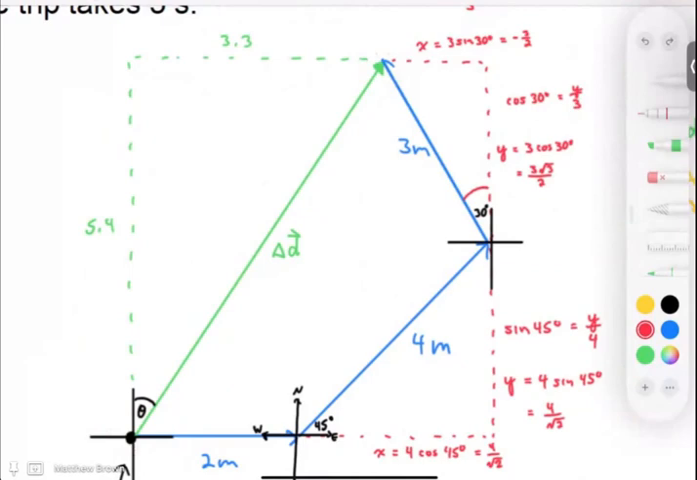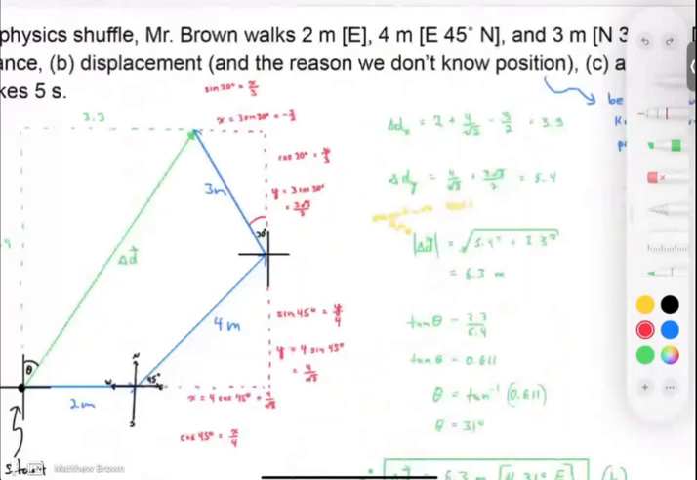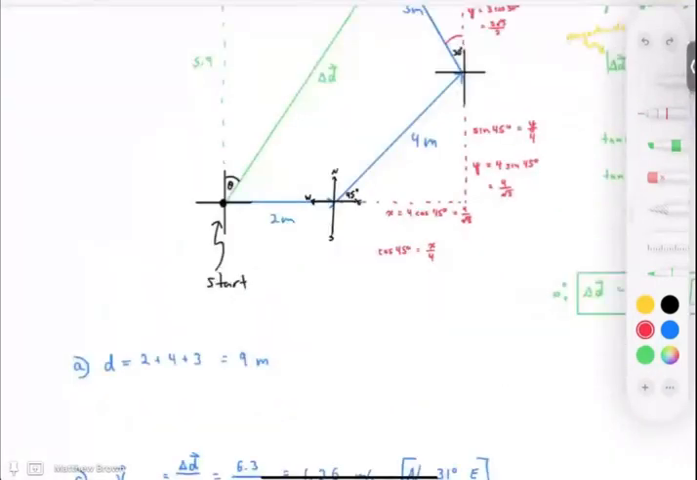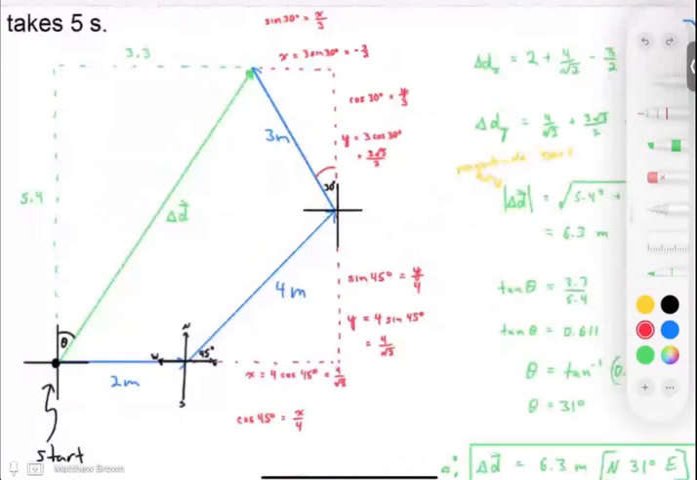Okay. So for part A, we just want the total distance. And so there's A right there. A is just 2 plus 4 plus 3, which is 9 meters. I go 2 meters, then I go 4 meters, then I go 3 meters. It doesn't matter what direction I'm going in. Even if I had backtracked, it would still be part of my distance. For part B, though, displacement is a much more complex calculation. I need to know exactly what my final position is relative to my starting position.